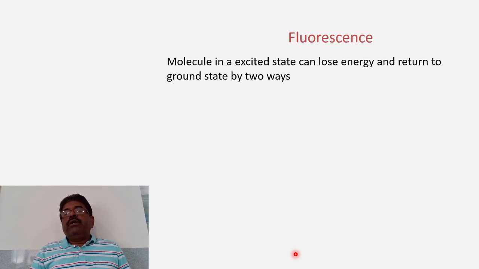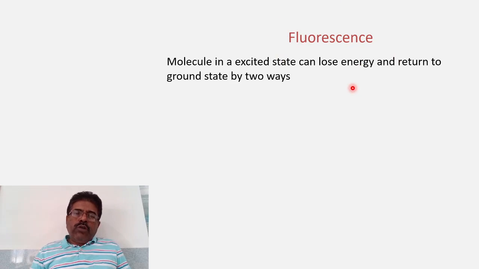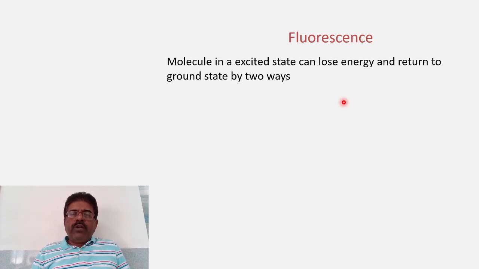Now let us come to the next point. A very important effect which is observed in the case of molecules in molecular spectroscopy is known as fluorescence. Whenever a molecule is excited from a ground state to a higher state, it will come back to its ground state. But this transition can be performed in different ways. It can be performed in two ways.